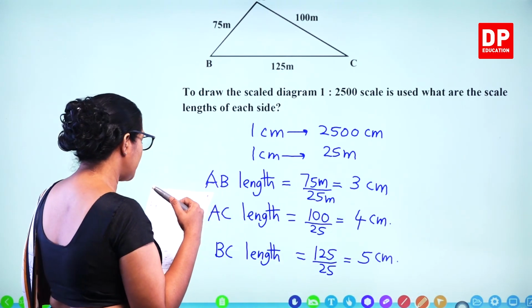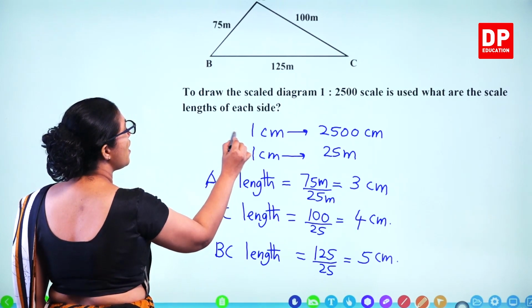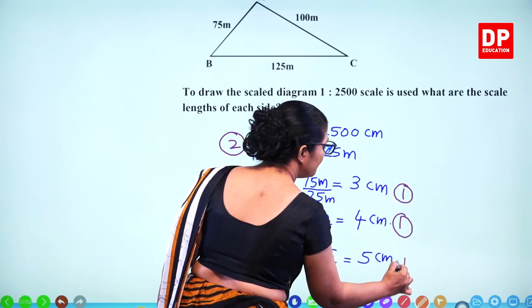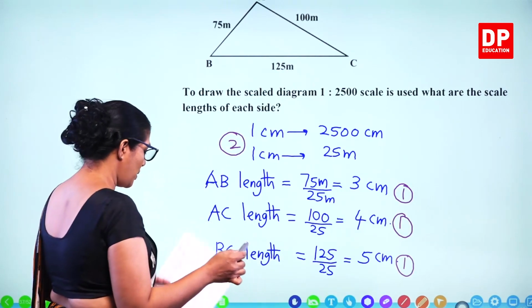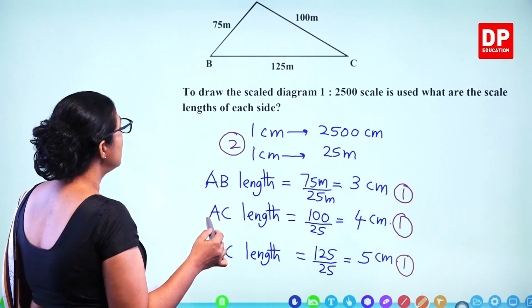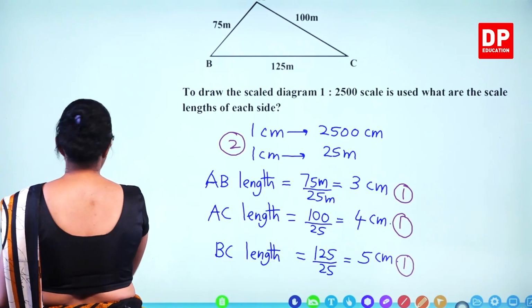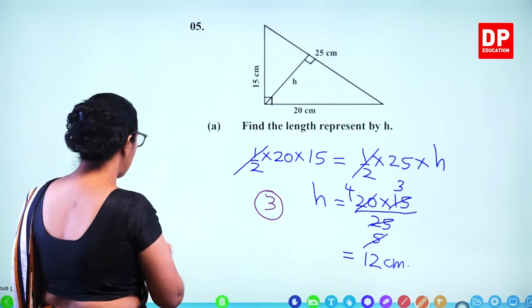So how many marks? 5 marks for that. So 2 marks for the scale and 1 each. So we give all together 11. 5, 3, 8, and 3, 11.